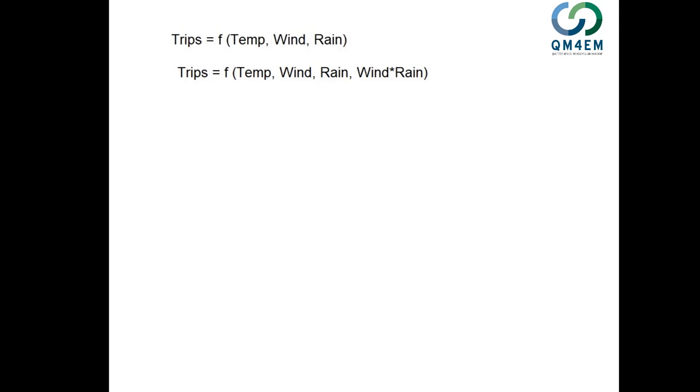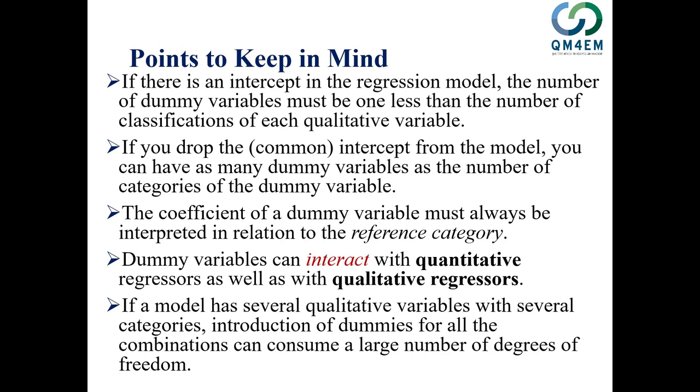So if a model has several qualitative variables with several categories, introduction of dummies for all the combinations can consume a large number of degrees of freedom. This is important as well. Let's say I have 100 observations and I introduce 120 dummies, I would not be able to calculate my model. There will be a problem of degrees of freedom. I should have at most n minus 1 coefficients which I want to estimate. Like if I have, for example, this model with these three variables only, I should have at least 4 observations to estimate it. And so on.